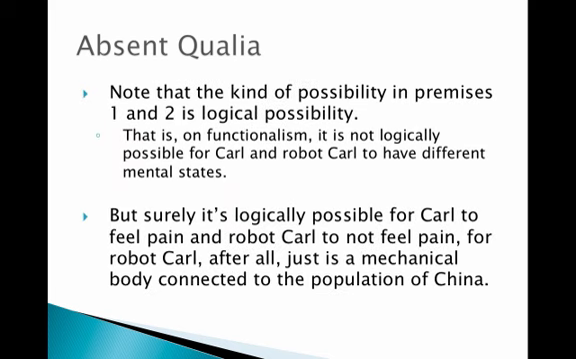Note, the kind of possibility involved in premises 1 and 2 is logical possibility. Basically, there's no contradiction in supposing 1 or 2. So on functionalism, it's not logically possible for Carl and Robot Carl to have different mental states. It'd be a contradiction. But surely it is logically possible for Carl to feel pain and Robot Carl to not feel pain. For Robot Carl, after all, just is a mechanical body connected to the population of China. So if you assume functionalism, it's not possible. But if you don't assume functionalism, it's obviously possible. So that's a problem for functionalism, all right? So if you think real Carl feels pain, but a bunch of people in China with headsets isn't in pain, then you're going to have to agree that the argument succeeds against functionalism.